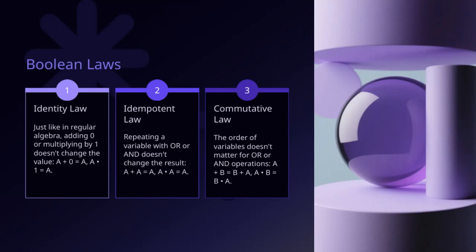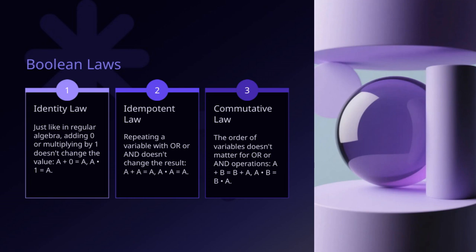Let's take a look at some fundamental Boolean laws. First, the commutative law. This tells us that the order of variables doesn't matter when we're using OR or AND operations. So whether we write A plus B or B plus A, the result is the same. Similarly, for AND, A times B is the same as B times A. It's a key property that simplifies our expressions.